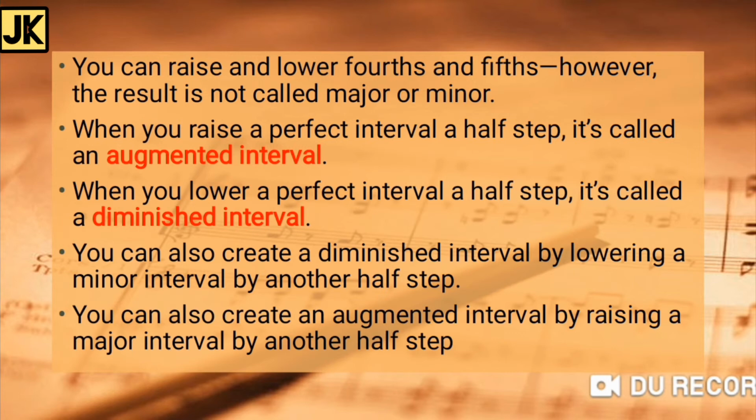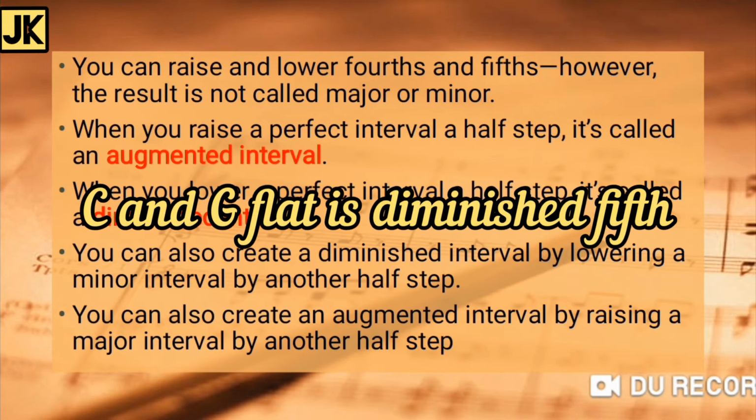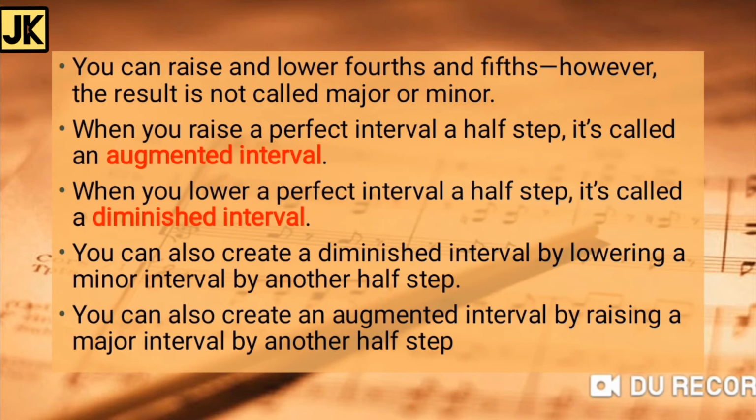There are yet other ways to create augmented and diminished intervals. When you lower a minor interval by a half step, you get a diminished interval. When you raise a major interval by a half step, you get an augmented interval. So if C and F is a perfect fourth, then C and F sharp is an augmented fourth. If C and G is a perfect fifth, then C and G flat is a diminished fifth.